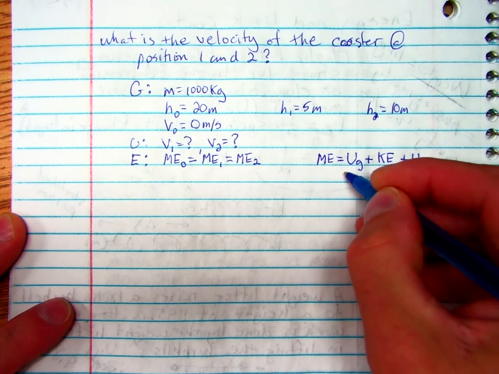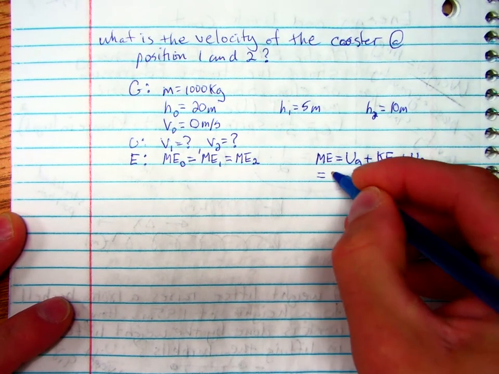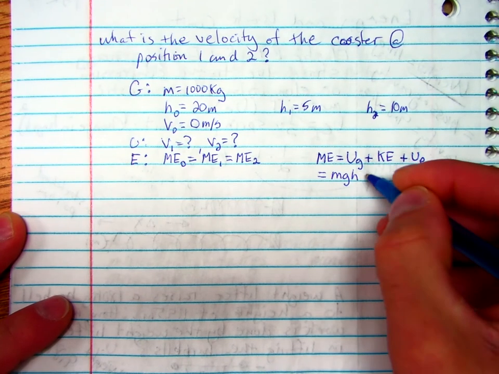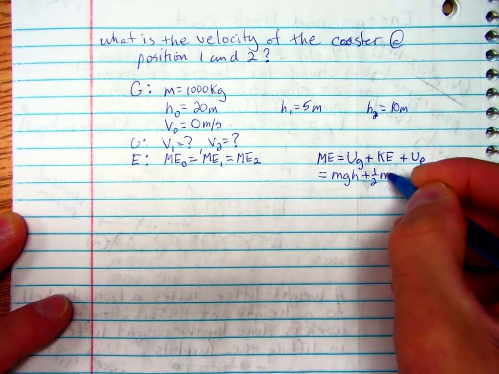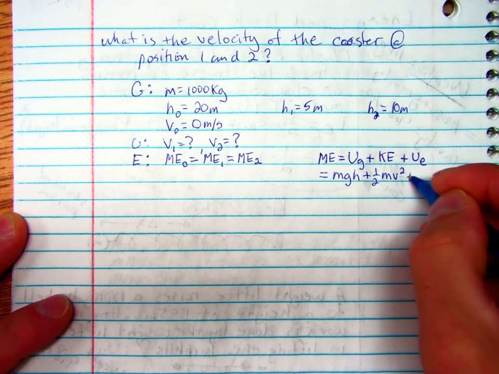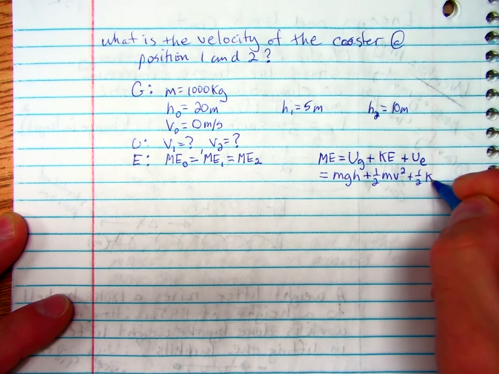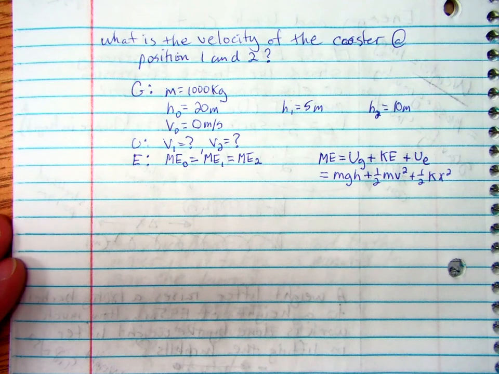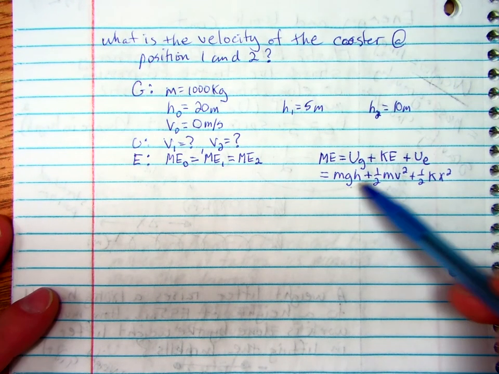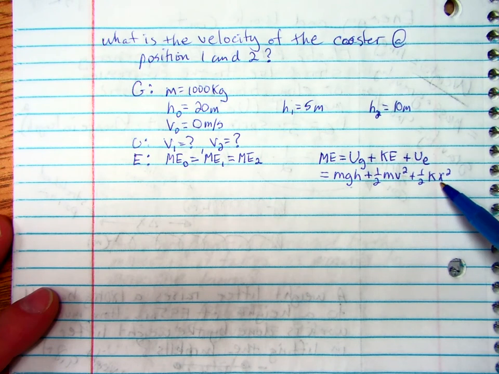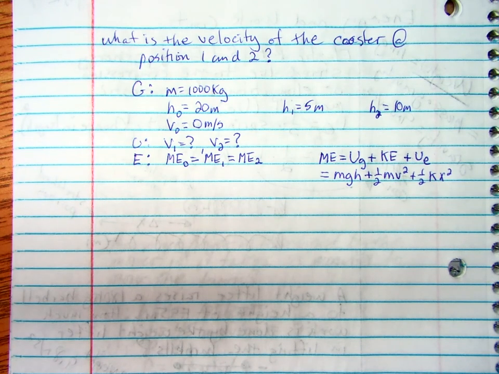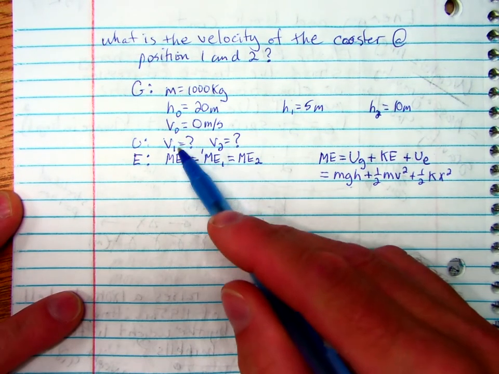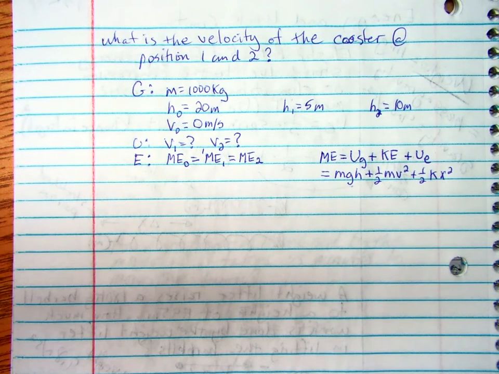Now, we can take this a step further. These are equal to mgh plus 1/2 mv squared plus 1/2 kx squared. That's gravitational potential plus kinetic plus elastic potential. Again, I'm not going to use elastic potential because it's 0. Okay, so let's rewrite this equation in terms of these. It's kind of a long equation, but you're going to see it's just algebra once you get the equation.